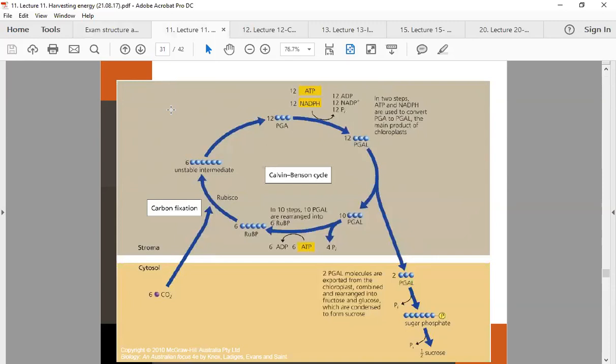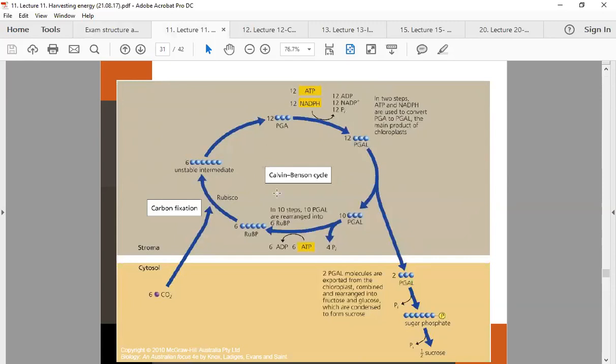In the stroma, correct. So it occurs in the mitochondrion, in the chloroplast, but in the stroma of the chloroplast. So it doesn't occur on those thylakoid membranes. It just occurs within that fluid interior of the chloroplast organelle. All right, good. The light-independent reactions of C3 photosynthesis is referred to as the Calvin-Benson cycle, as you can see here.